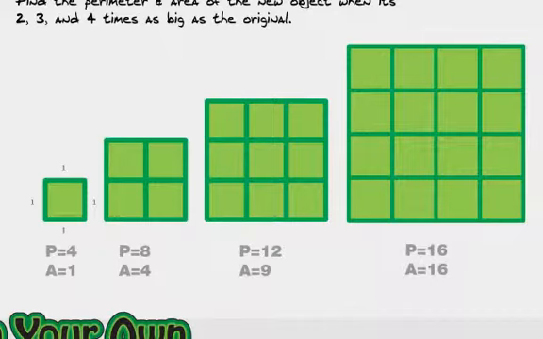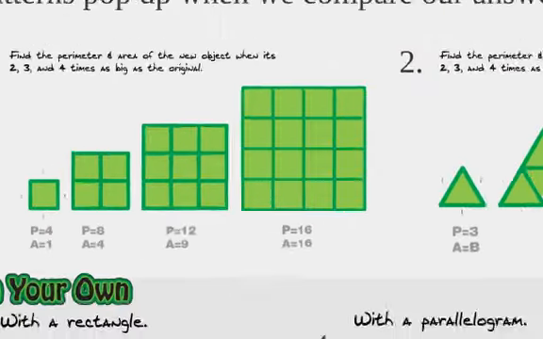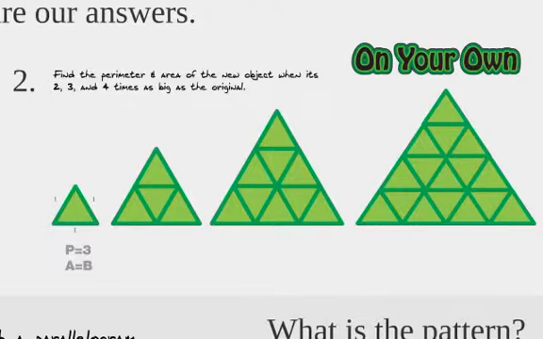Okay, that pattern's pretty easy, right? You just take 4, multiply by 2, and you get perimeter. Take 4, multiply by 3, you get 12. Take 4 by 4 times as big, and you get 16. Now, the area, not as easy to recognize. And that's what we're going to talk about here in just a bit. But did you figure the pattern out there? If you did, that's great. Let's move on.